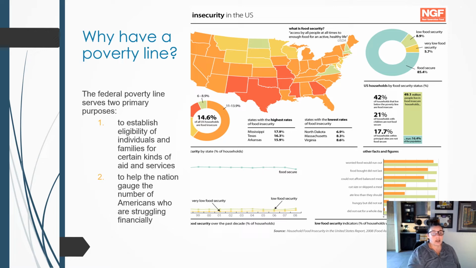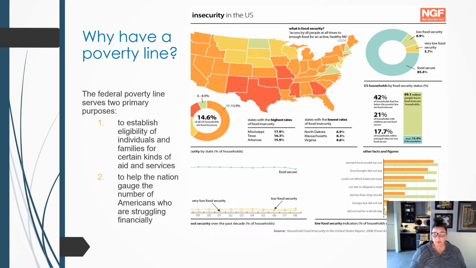So why do we have the poverty line? Well, it serves two primary reasons. This allows us to establish eligibility for individual people and for families, so that we can offer aid at an appropriate level across the United States. And it's also so that the federal government can gauge the number of Americans who are struggling financially. That's why we keep track of not just the increases of costs in food and supplies and housing and that kind of thing, but also the amount of income people are making. And it allows the federal government to kind of keep a running census on where people are and where they stand.